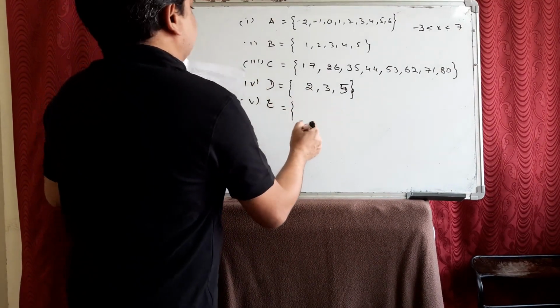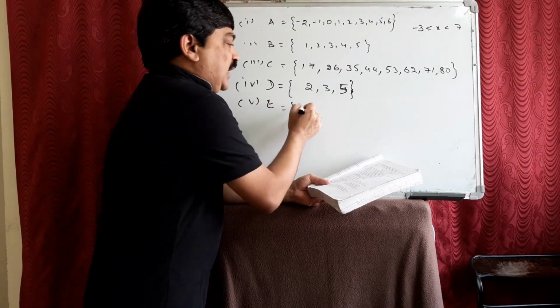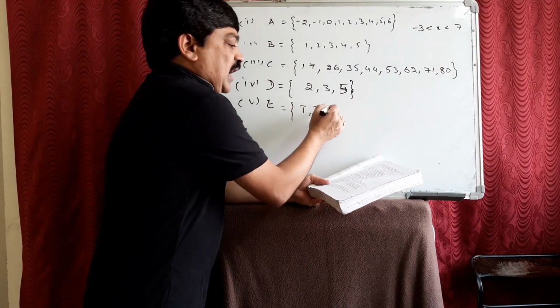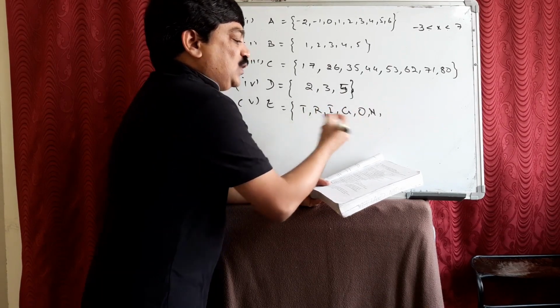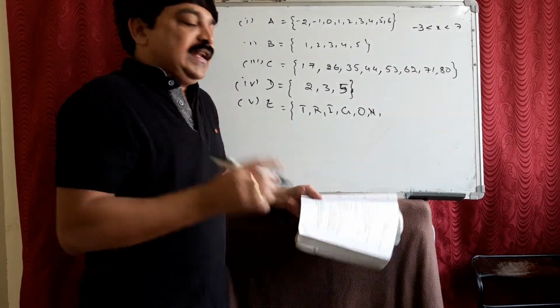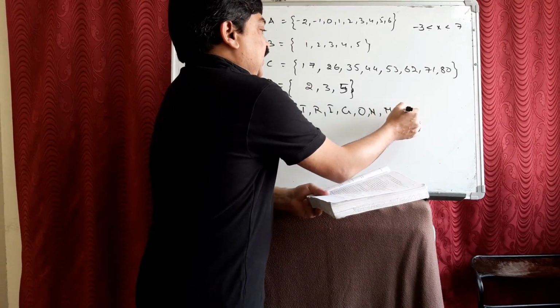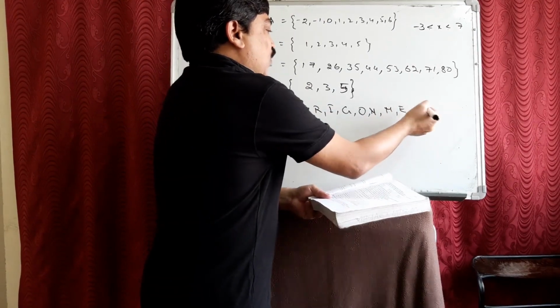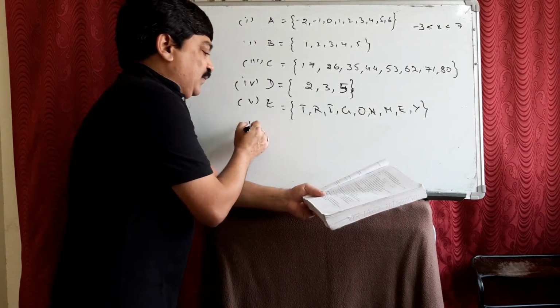The set of all letters of the word. Here you understand the whole meaning of the set. When you write the set of the word trigonometry, you write all the letters T, R, I, G, O, N. You should not write O again because an element should not be repeated in a set. Then M, E, T again over, R over, Y. These are the elements of the word set.